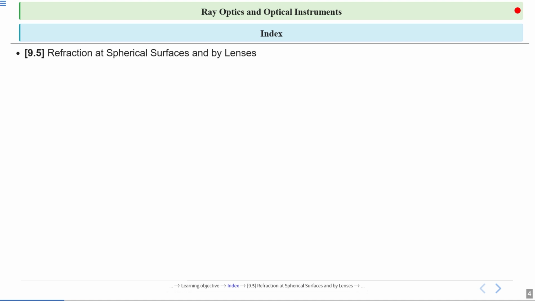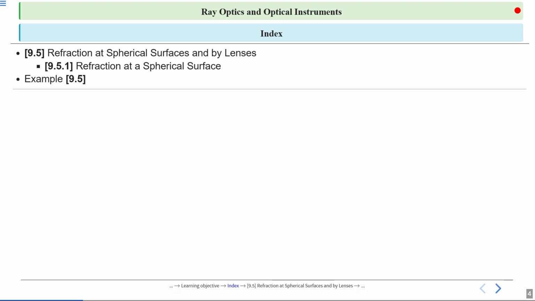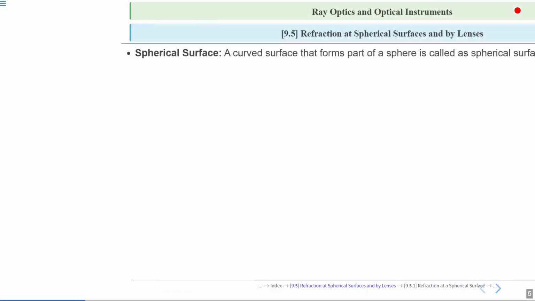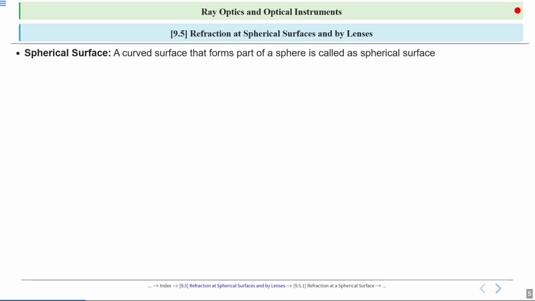The index of topics that we are going to discuss is NCERT section 9.5, refraction at spherical surfaces and by lenses, 9.5.1 NCERT section refraction at spherical surface, and example 9.5. So let's start with refraction at spherical surfaces and by lenses.